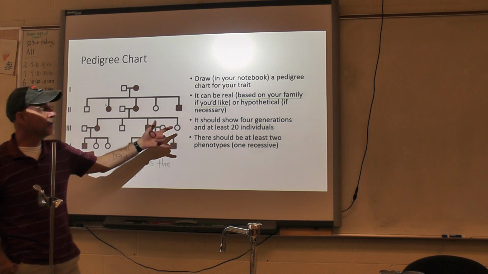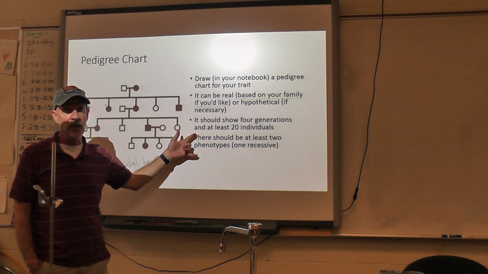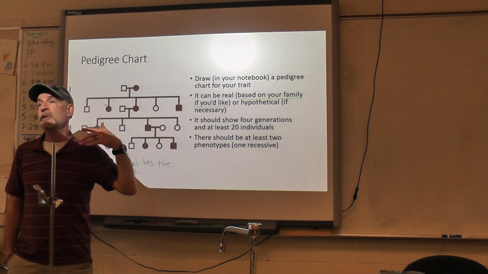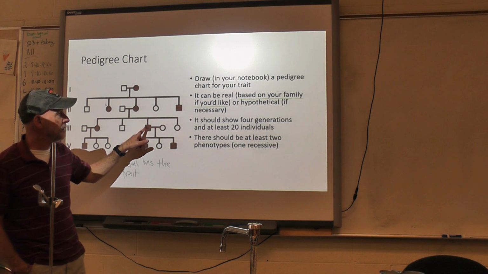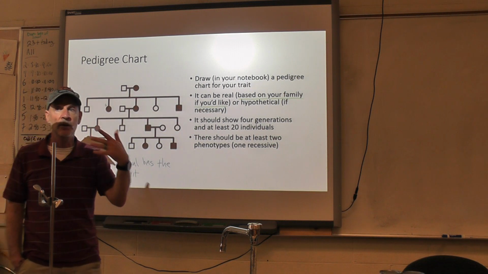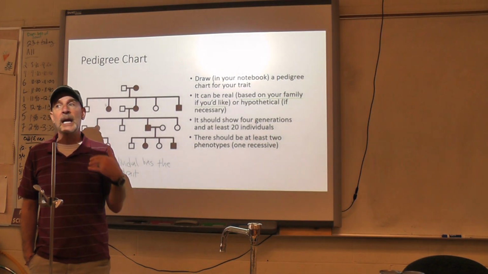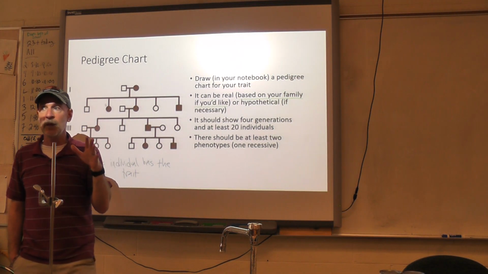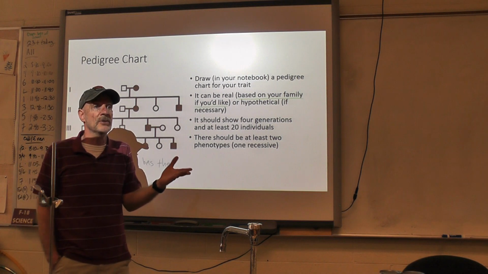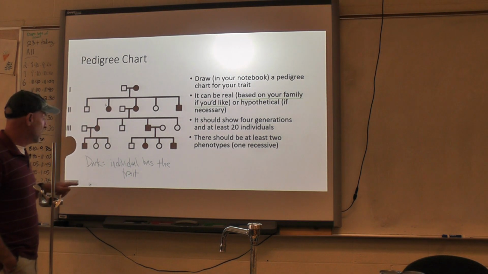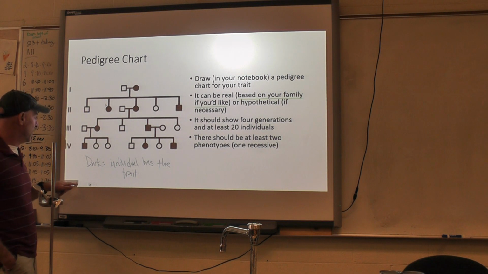And then you gotta make sure that there's at least 2 phenotypes. One of those phenotypes should be recessive. It doesn't have to be the trait that you're looking at, but there has to be a dominant and a recessive allele, so there has to be a dominant and recessive phenotype. Because what we're really gonna be doing is thinking about the carriers and trying to evaluate that. So let me give you an example of this real quick.